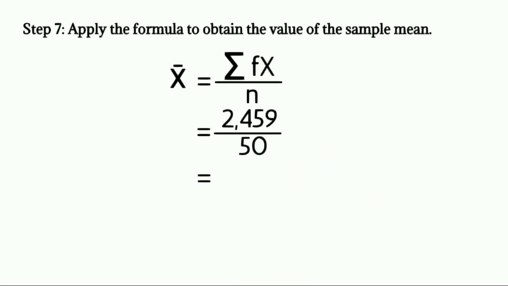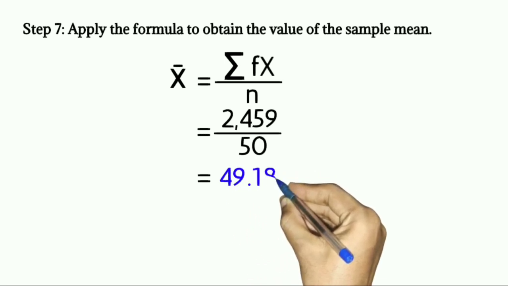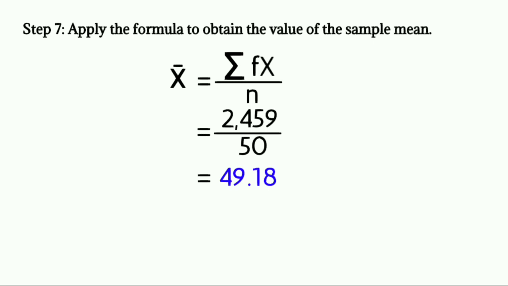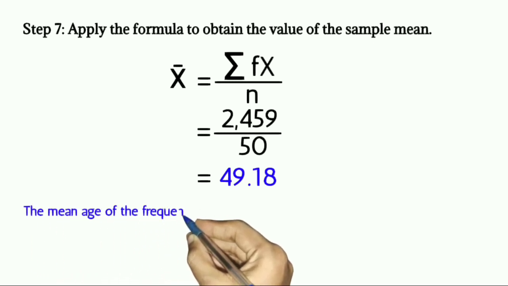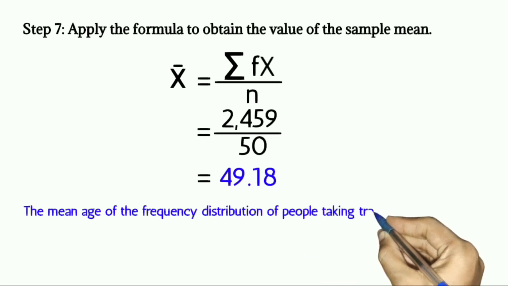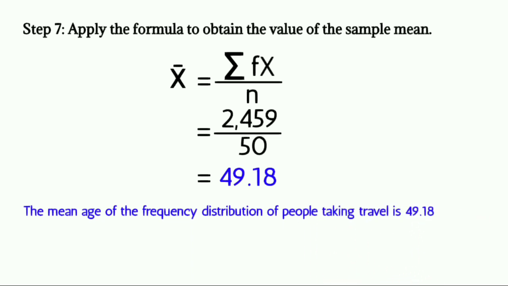So the sample mean for group data is equal to 2,459 over 50. 2,459 over 50 is equal to 49.18. Therefore, the mean age of the frequency distribution of people taking travel is 49.18. If ever you arrive at an answer that has 3 or more decimal places, round your answer to 2 decimal places.